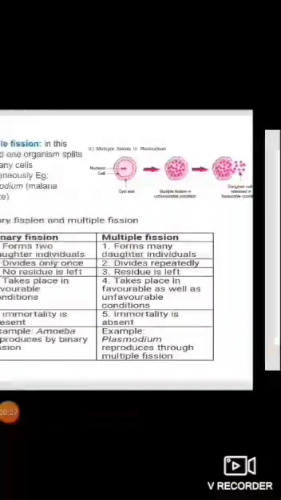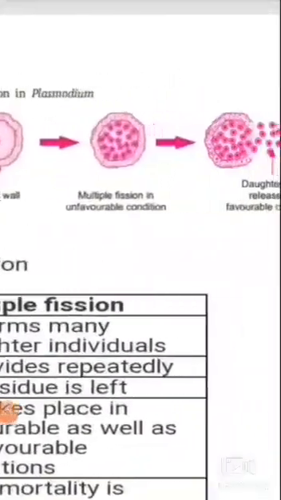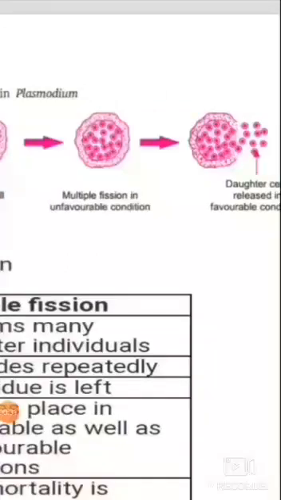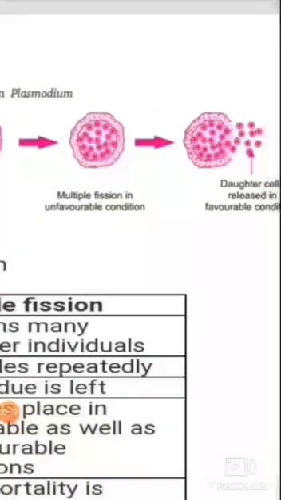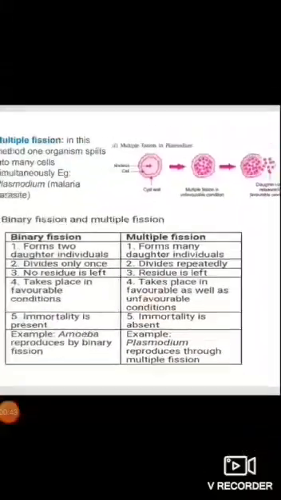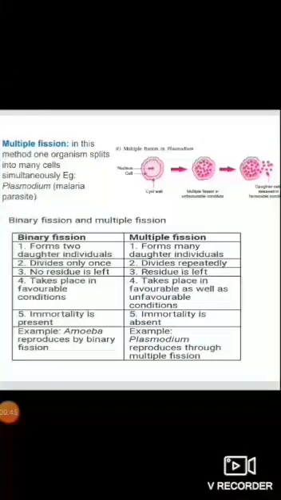Now, each daughter cell is located in the cell itself. After breaking the cell, the daughter cells are released out. Look at the picture, what is there. Now we'll see the difference between binary fission and multiple fission. Students, please make a note of these binary and multiple fission differences in the notebook.